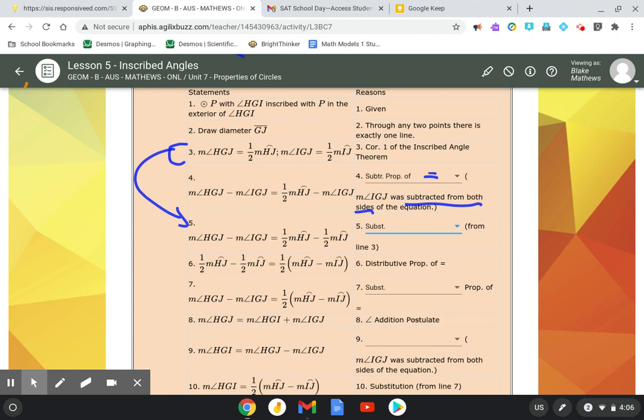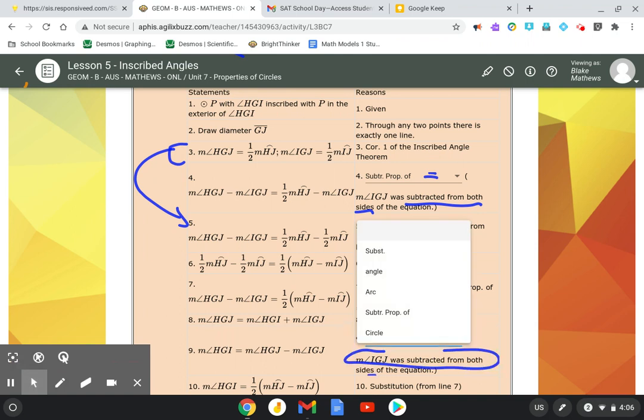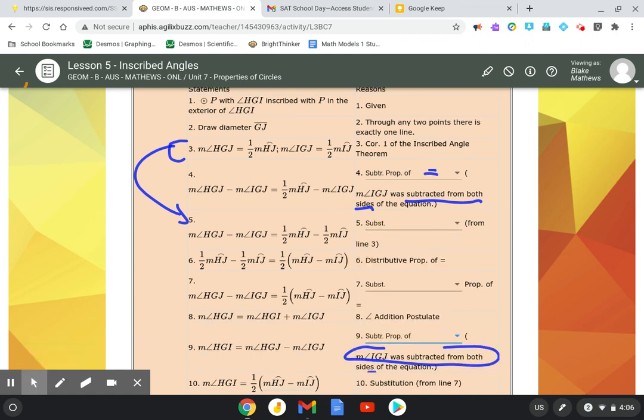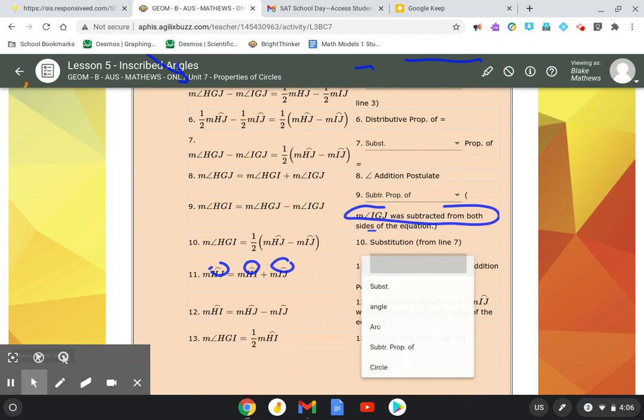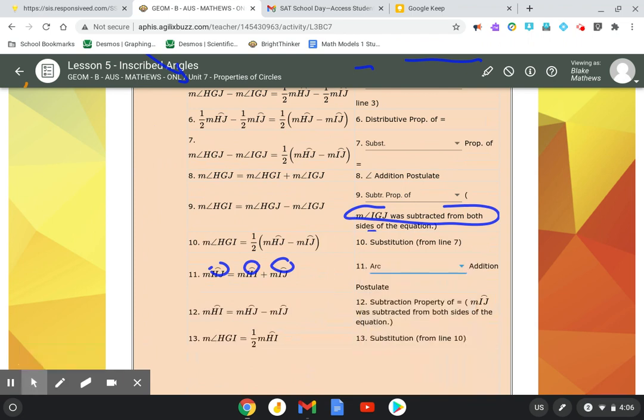Then we're getting the angle addition postulate. And then again, we're subtracting from both sides. Anytime we're doing that, we're using the subtraction property of equality. And then we have the blank addition postulate. Well, what do you think we're adding here? We have arc symbols, arc symbol, arc symbol. So clearly this is the arc addition postulate. And then we're done.